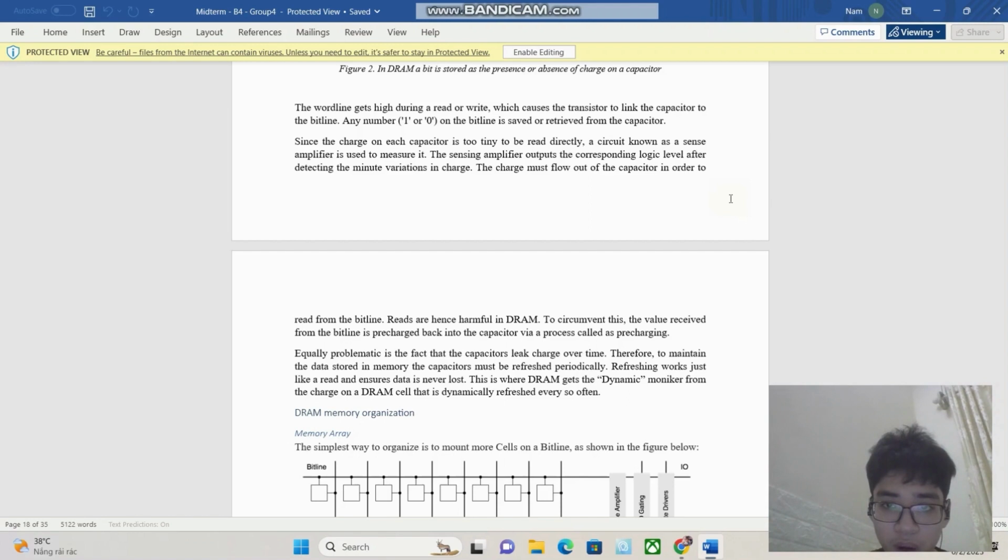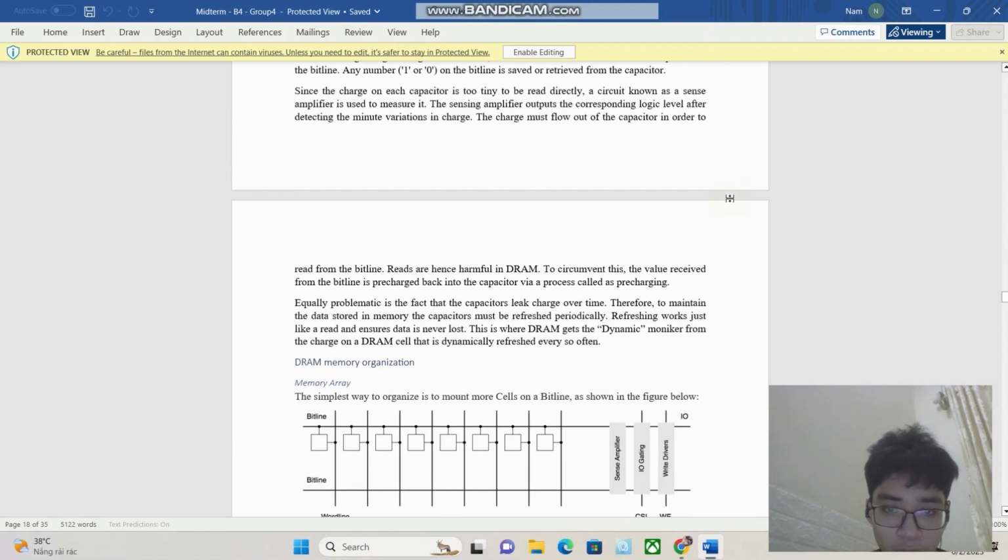The charge must flow out of the capacitor in order to read from the bit line. Read is hence destructive in DRAM. To circumvent this, the value received from the bit line is pre-charged back into the capacitor via a process called pre-charging. Equally problematic is the fact that the capacitor loses charge over time.